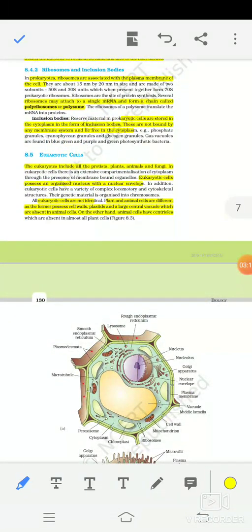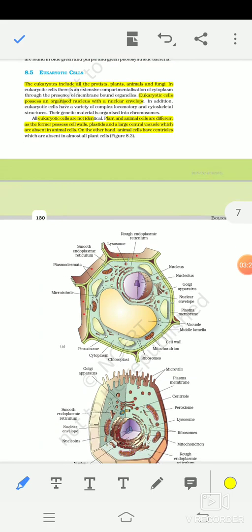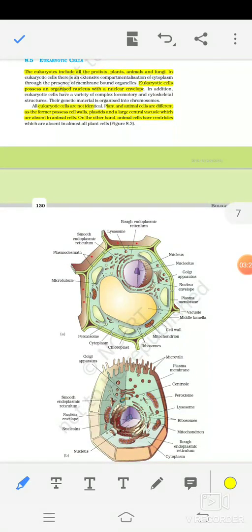Eukaryotic cells. The eukaryotic cells include all the protists, plants, animals, and fungi. Eukaryotic cells possess an organized nucleus with a nuclear envelope. Plant and animal cells differ: the former possess plastids and a large central vacuole, which are absent in animal cells. On the other hand, animal cells have centrioles.